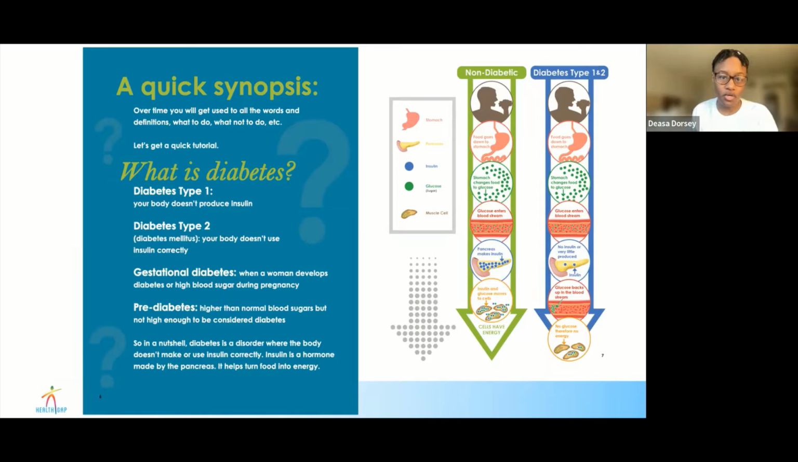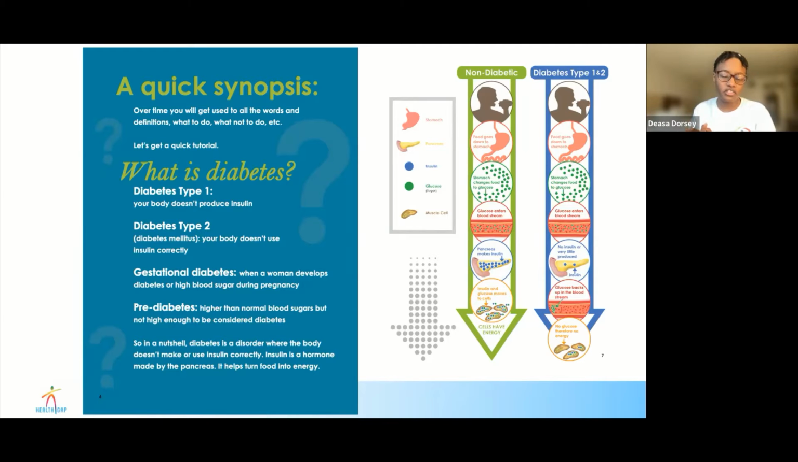And then there's diabetes type 2. Diabetes type 2 is also known as diabetes mellitus, and your body doesn't use the insulin correctly. It'll produce insulin, but it may not be very sensitive. Your body might be insulin resistant, or it just doesn't utilize the insulin well enough. It may not produce enough insulin. So there's different types, and we'll talk about those.